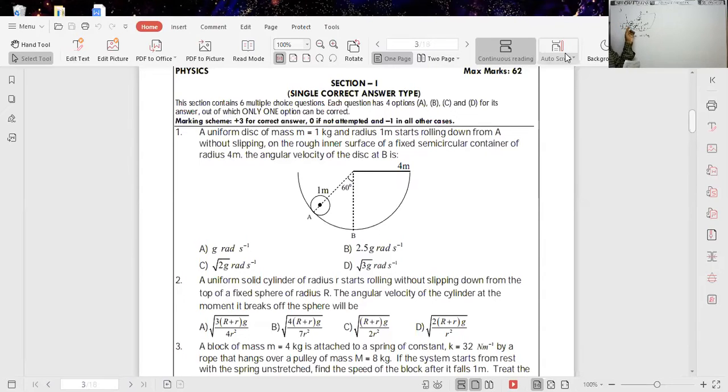Whenever rolling without slipping takes place, the total energy is conserved because no work is done by the friction. That's why, according to the law of conservation of energy, total energy at A is equal to total energy at B. If you take the bottommost point of the center of mass of the disk as the reference line, the center of mass of the disk at A is at a height h. That's why initially it has only potential energy at A.